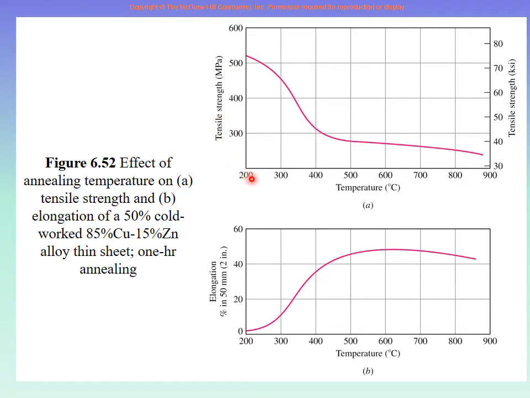If you do annealing at 200, the tensile strength is more than 500. If you do annealing at 300, the tensile strength reduces to something like 450. If you do annealing at 400, then it goes to roughly 300. So you see, we have told you that annealing is a softening process. It makes the metal more soft and therefore the strength decreases.